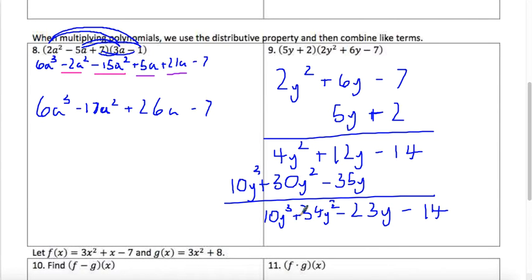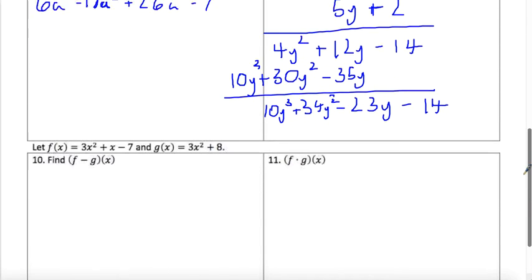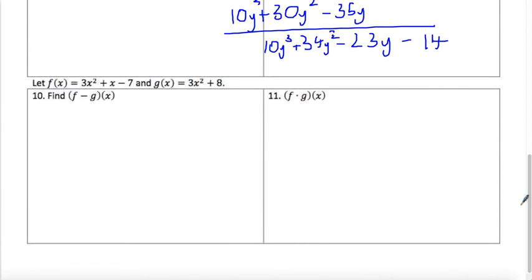All right, so the last two examples, essentially the same thing, but now these are written as functions. So suppose we have two functions. f of x is 3x squared plus x minus 7, and g of x is 3x squared plus 8. This notation here, f minus g of x, because these are functions, this is not multiplication, okay? So f minus g of x simply means f of x minus g of x.